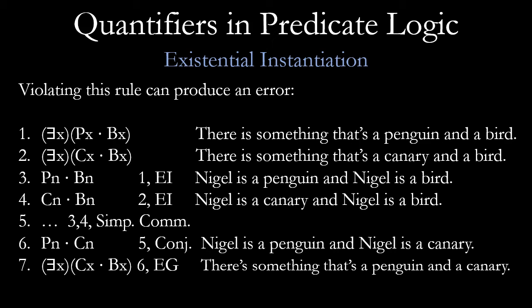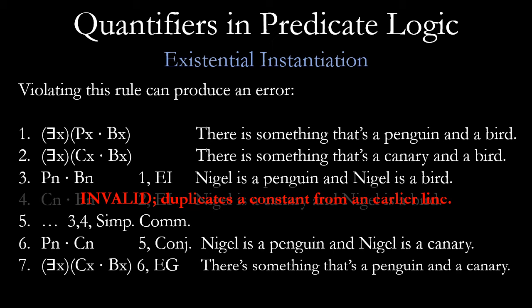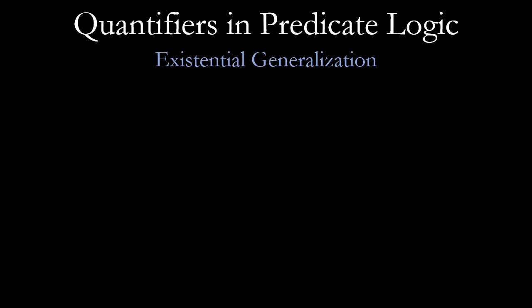So the error, of course, exists in line 4, right? We cannot move from line 2 to line 4. We cannot instantiate by using the same letter as a previous one. So this is invalid because it duplicates a constant from an earlier line. So we see an example of how existential instantiation can trip us up if we accidentally use the same constant as appeared in the previous line.